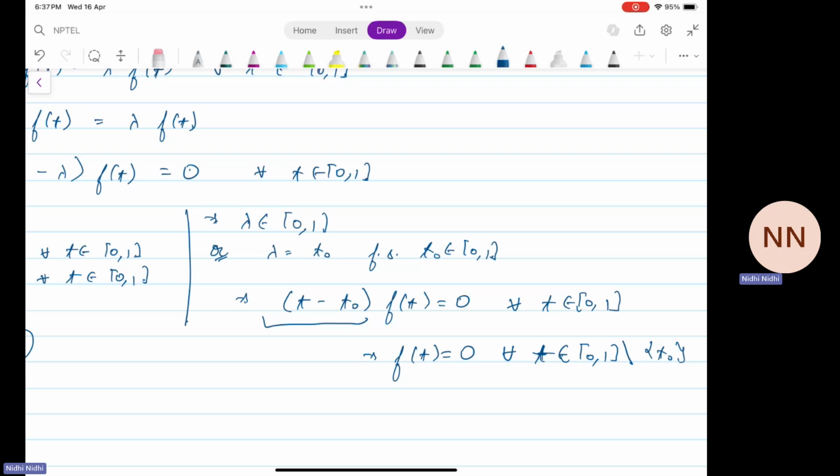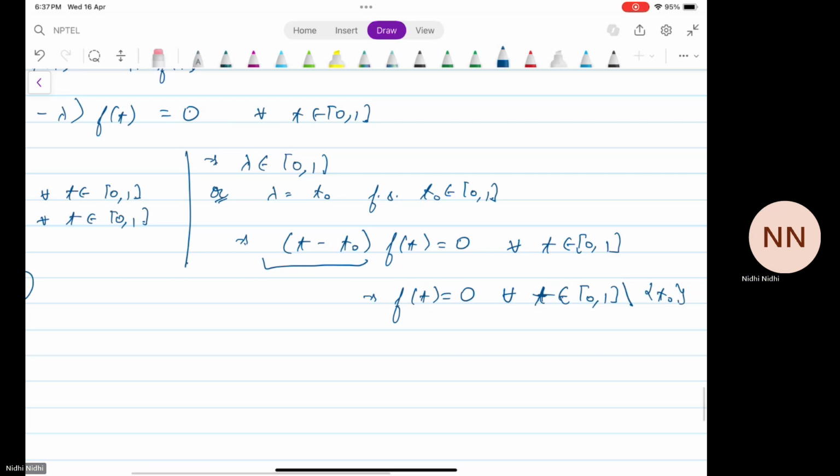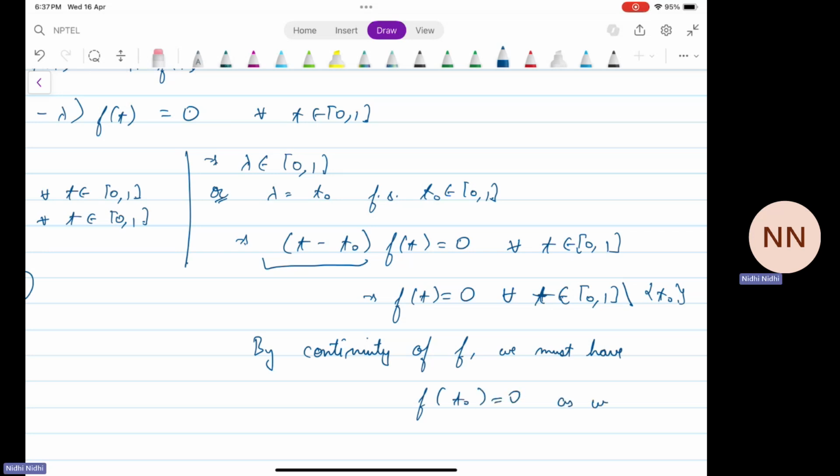Now, since f is continuous and it is 0 everywhere in the closed interval 0 to 1 except at one point t naught, that would eventually give us that f should be equal to 0 at t naught as well by continuity. By continuity of f, we must have f at t naught equal to 0 as well.